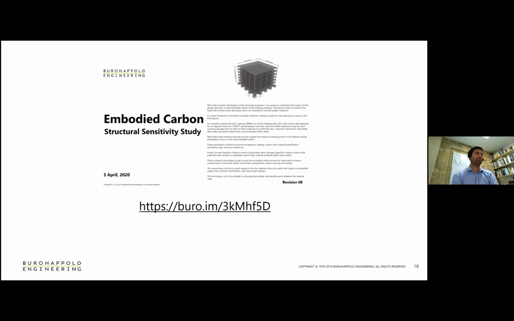In line with our commitments and climate emergency declarations, all of these studies are open source, there to be challenged, there to be developed and built on. This is published through the Institution of Structural Engineers, and it's available there. It's also available through the Buro Happold website, and I would welcome you to download it and ask any questions.